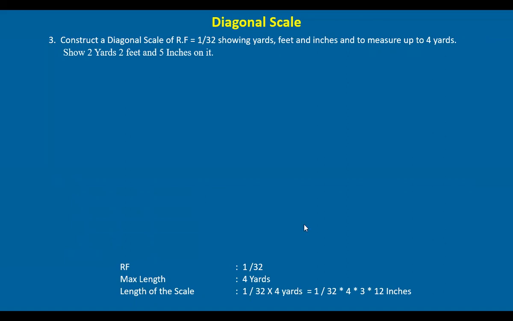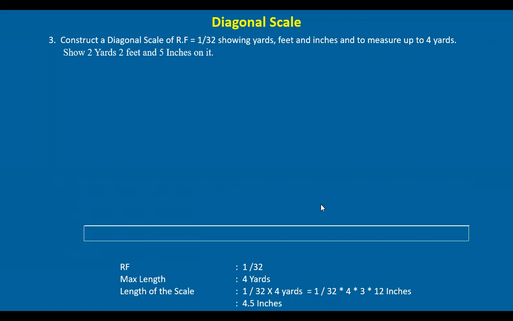Here you have to see this is RF, maximum length into yards, into 3, since 1 yard is equal to 3 feet. Into 12, since 1 foot is equal to 12 inches, that is inches. If you calculate, you get 4.5 inches. So we get a line of 4.5 inches. Draw a 4.5 inches line and mark a rectangle here like this.